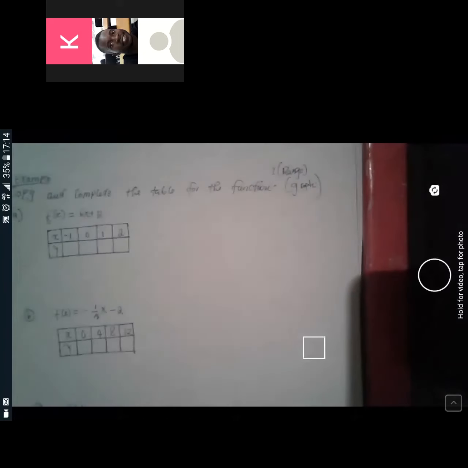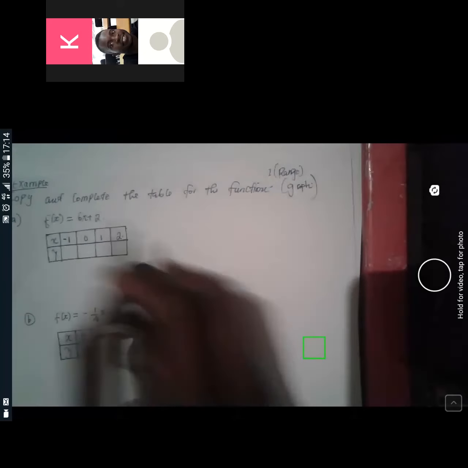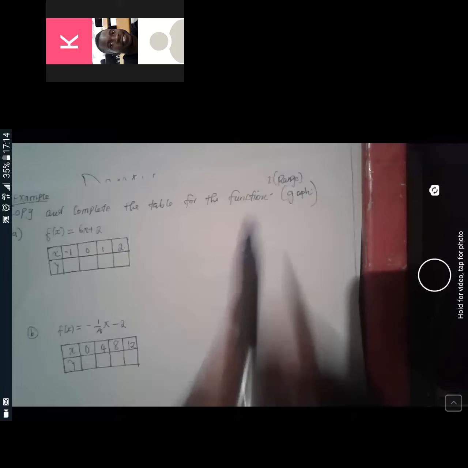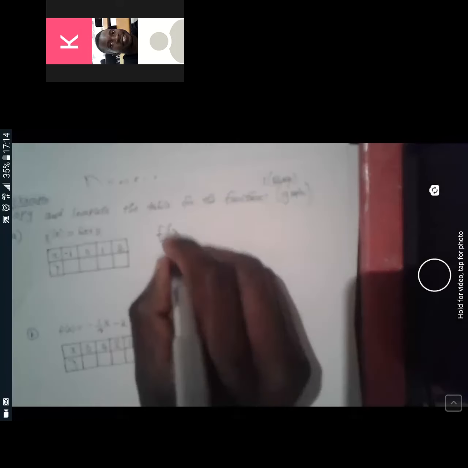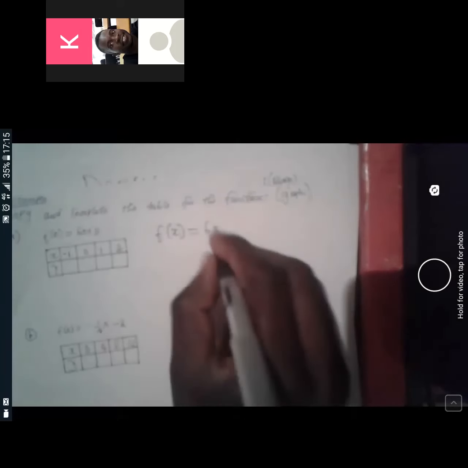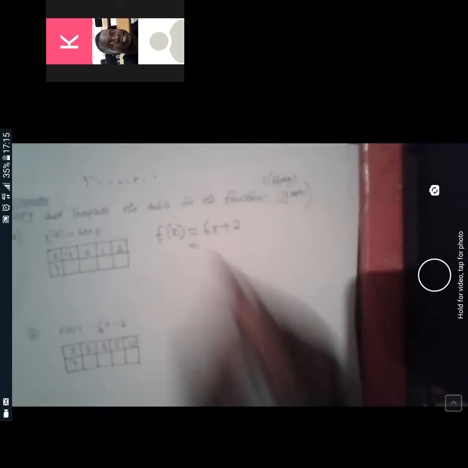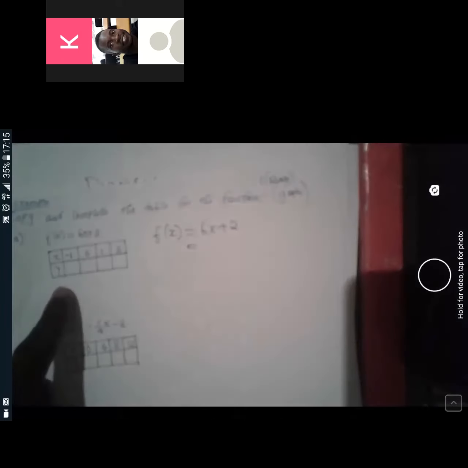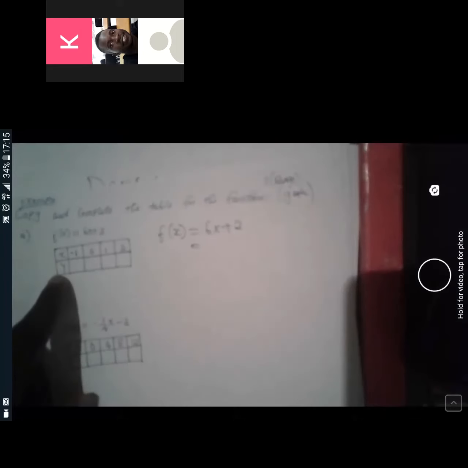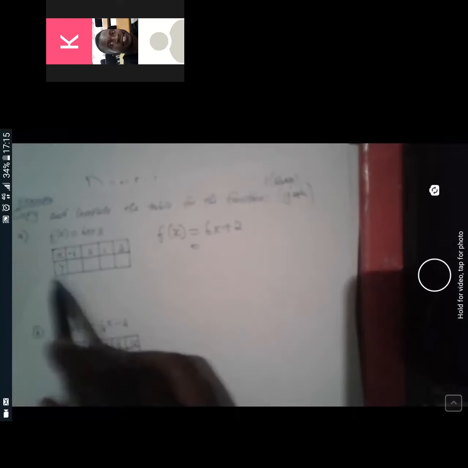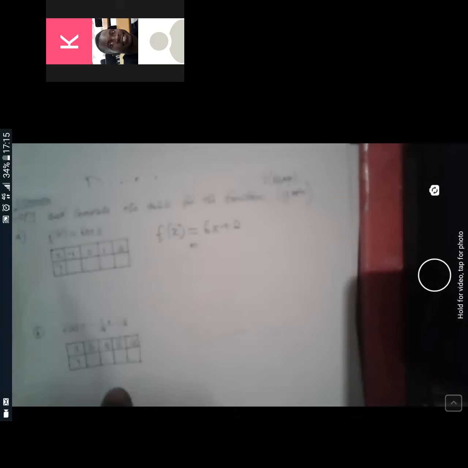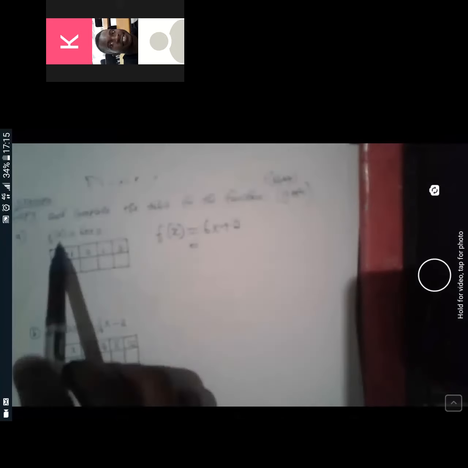So what we are going to do to complete the table, you simply get this function here. We have f of x being equal to 6x plus 2. In the first set of values, we have the x value as -1. Then the y value we don't know, so we have to find it. We are taking the y as f of x in this case. Are we together? So the y here is our f of x.